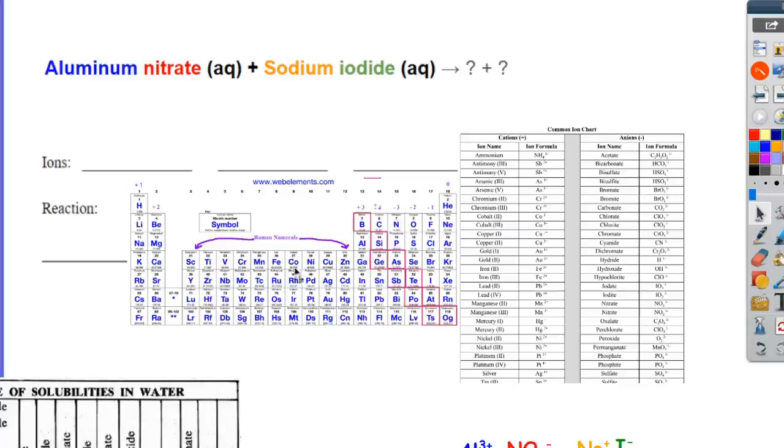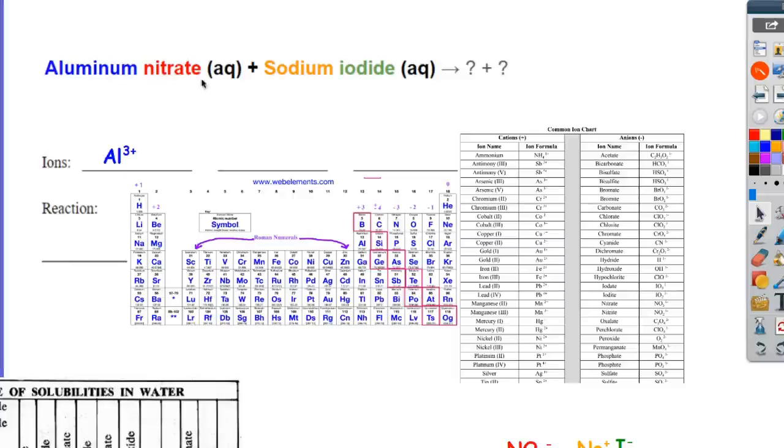Now, most of these guys actually have more than one possible charge, which we can find by looking at the Roman numerals. There's no Roman numeral behind aluminum, so aluminum only has one possible charge. So if I look up at my group, I get a +3 charge. So aluminum is Al with a +3 charge.